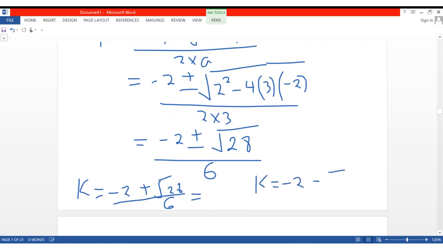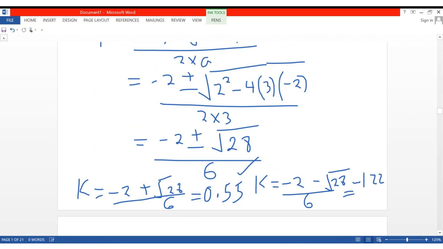These two values, so I'll use my calculator. Square root of 28, and then minus 2, divided by 6. The first value I'm getting is 0.55. So that is the first value that I've gotten. The other one is negative 2 minus square root of 28, and then divided by 6. I'm getting negative 1.22.